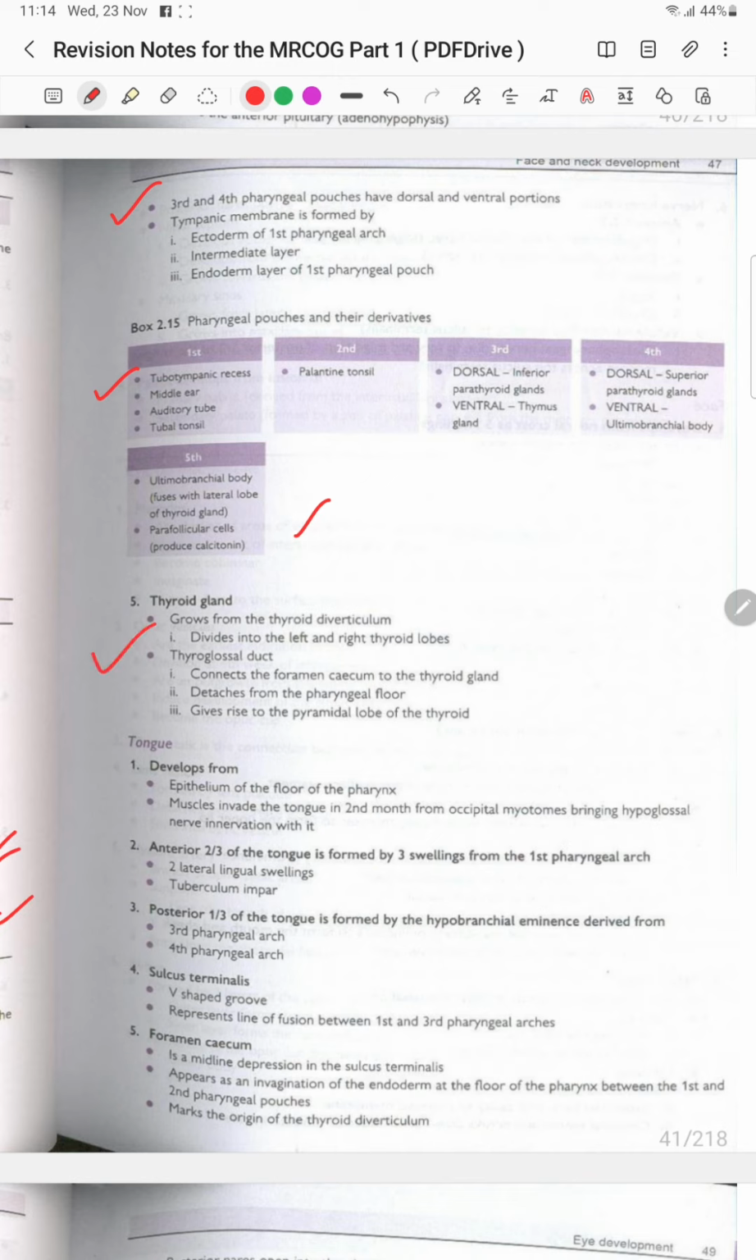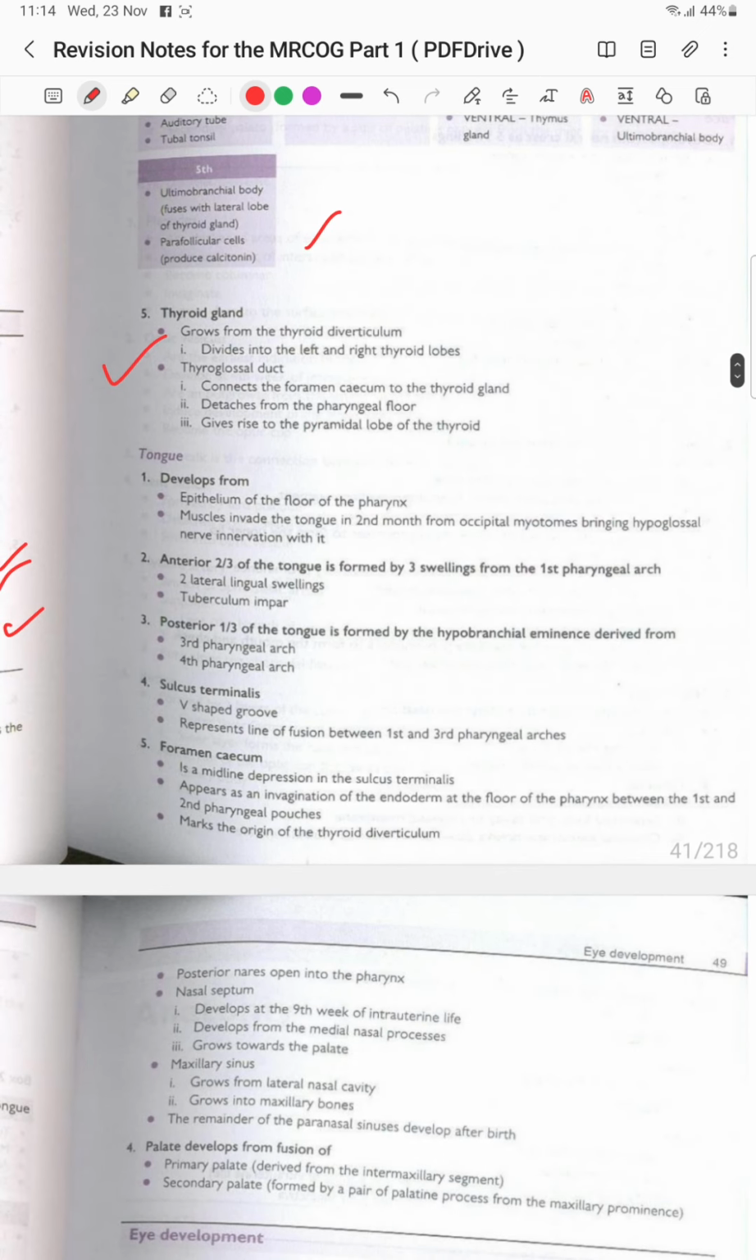The thyroid gland grows from the thyroid diverticulum and divides into the left and right thyroid lobes. The thyroglossal duct connects the foramen cecum to the thyroid gland, detaches from the pharyngeal floor, and gives rise to the pyramidal lobe of the thyroid.